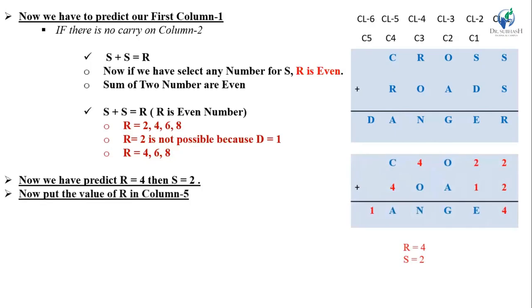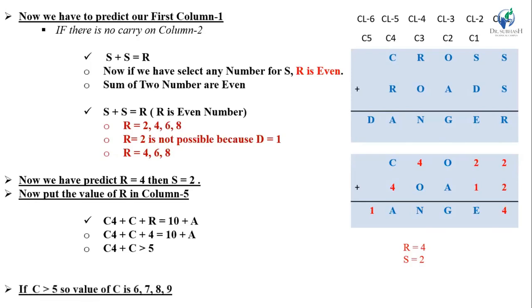Now put R is equal to 4 in column 5. So we can write it like C plus 4 is equal to 10 plus A, if we consider that the column can generate a carry. So C plus 4 is greater than 5, because D is equal to 1, which means column 5 can generate a carry to column 6. So if C is greater than 5, the value of C is 6, 7, 8, or 9.